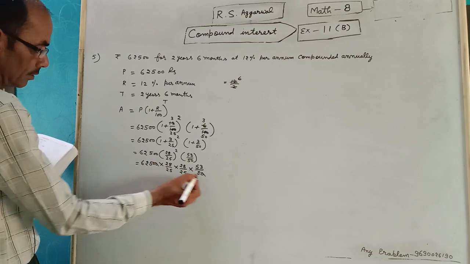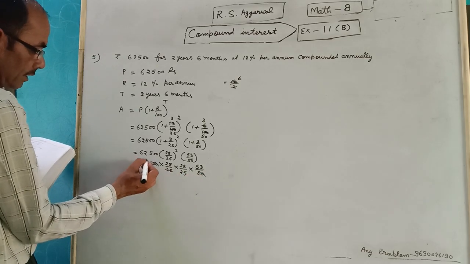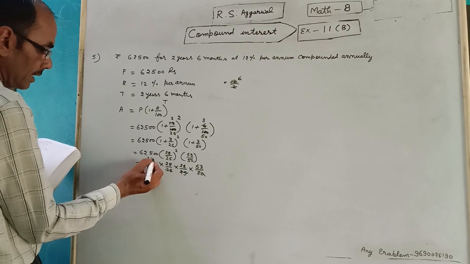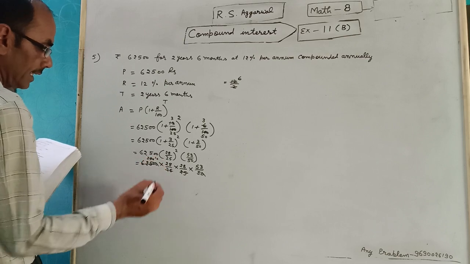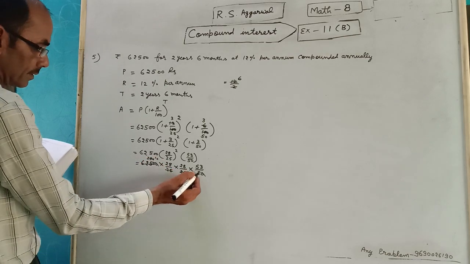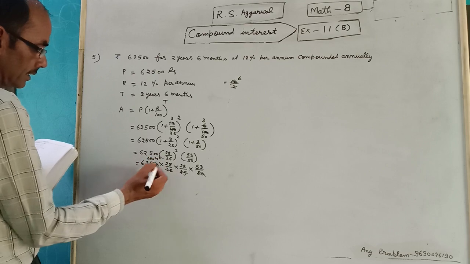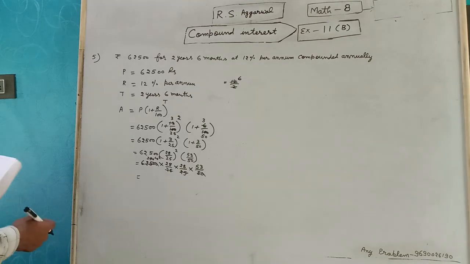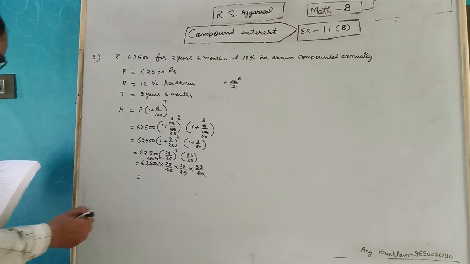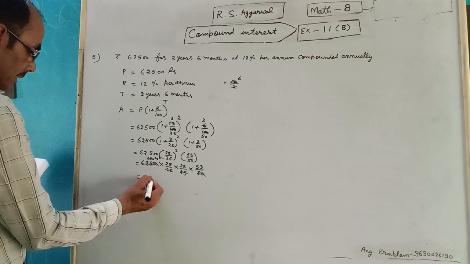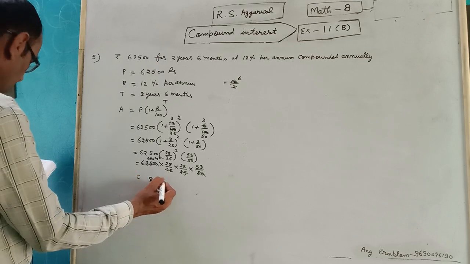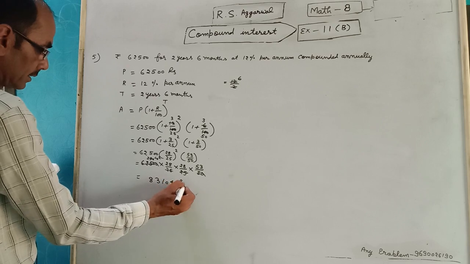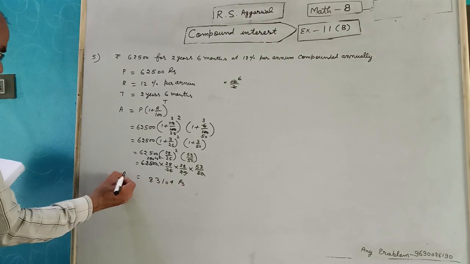Cancel 25 by 25, 25 by 10, 5 2s are 10. After multiply 28 and 53, the amount will be 83,104 rupees.